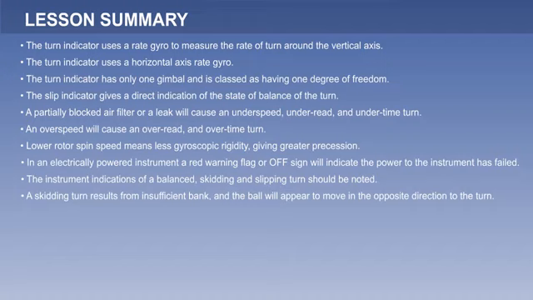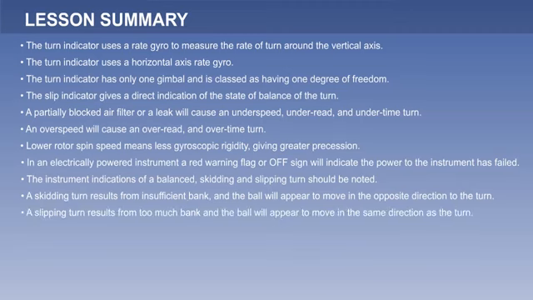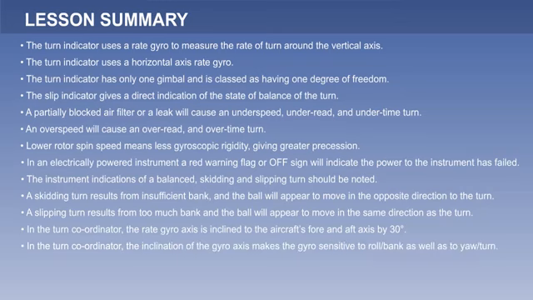A skidding turn results from insufficient bank, and the ball will appear to move in the opposite direction to the turn. A slipping turn results from too much bank, and the ball will appear to move in the same direction as the turn. In the turn coordinator, the rate gyro axis is inclined to the aircraft's fore and aft axis by 30 degrees. In the turn coordinator, the inclination of the gyro axis makes the gyro sensitive to roll or bank as well as to yaw or turn.